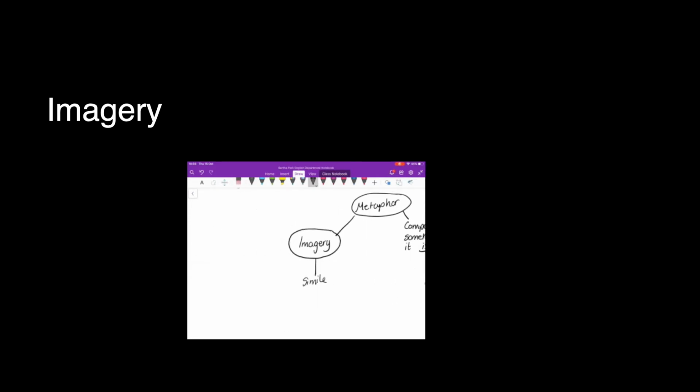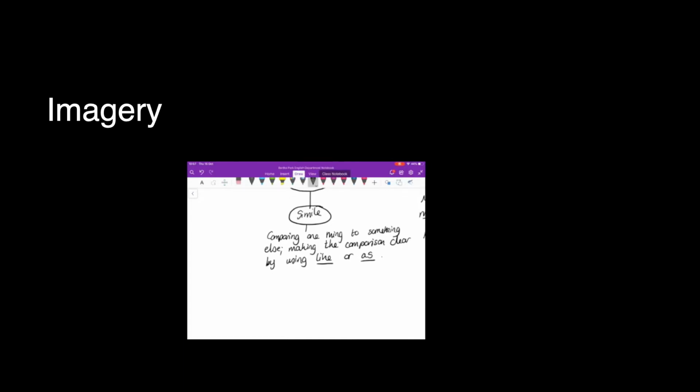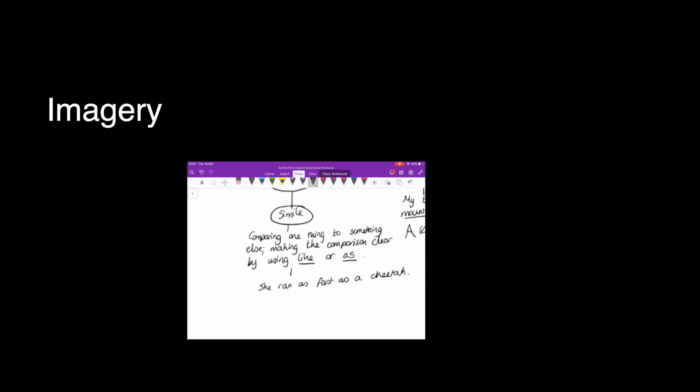Next, I'm going to talk to you about the simile, and this is when you compare one thing to something else, but this time you make the comparison clear by using words such as like or as. If I give you an example, she ran as fast as a cheetah. In this case, the speed that a cheetah can run at is being compared to the speed of the woman. Excuse my terrible drawings. This helps us understand just how fast the female runner is.